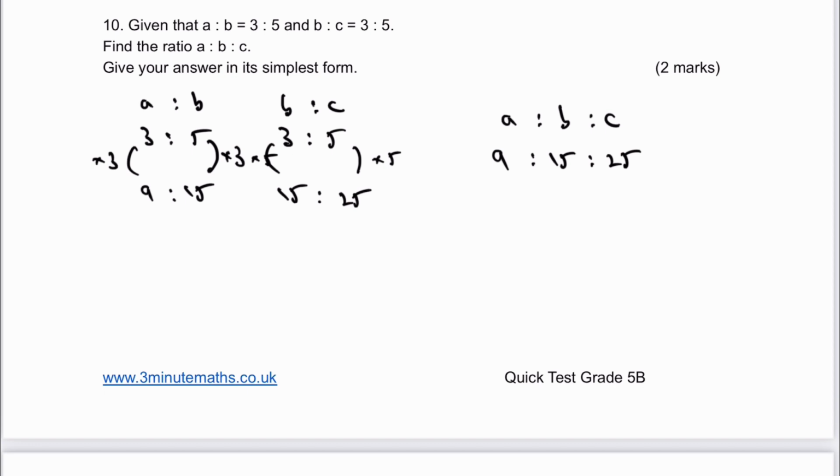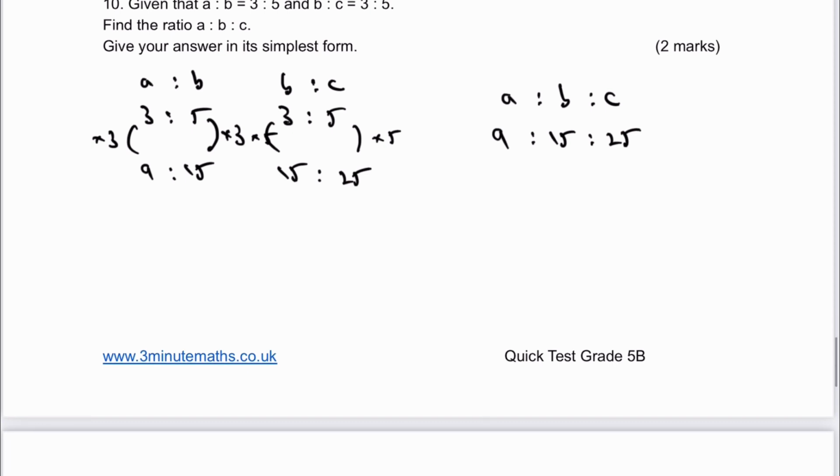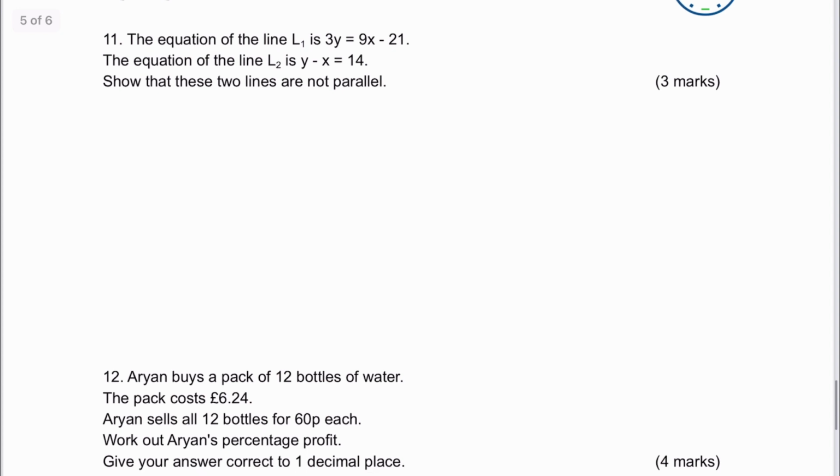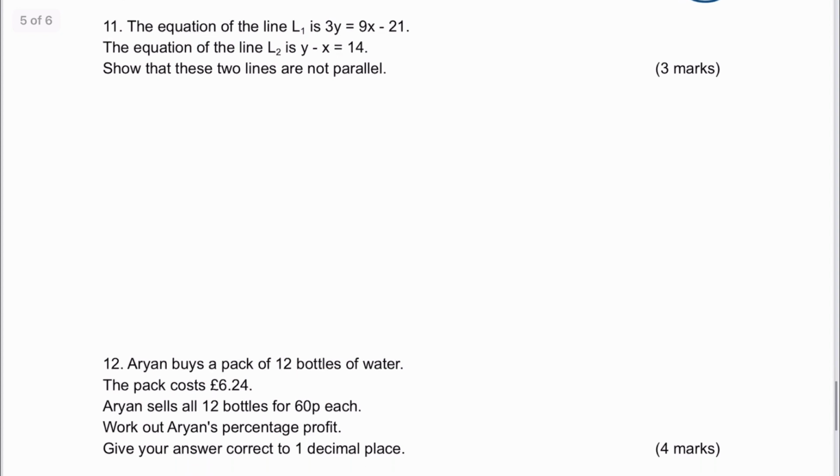Okay, hopefully you're okay with these questions. Please do stop the video, have a go at each of these questions as they come up. Sometimes they look a little bit tricky, but they're not too bad. So in this particular one, this is fairly straightforward actually, because effectively we need to show the two lines are not parallel, but we need to have both lines in the form of y equals mx plus c, because m is actually the gradient.